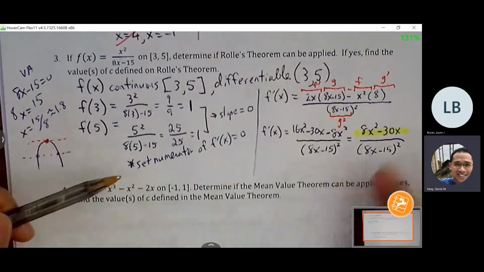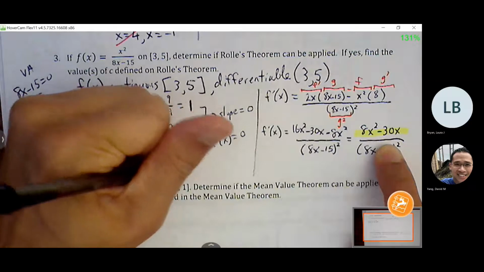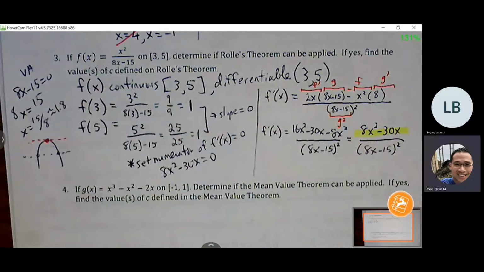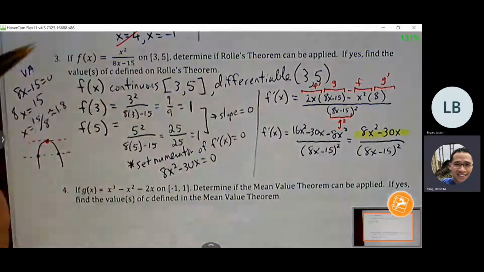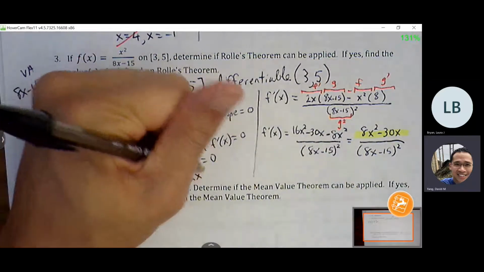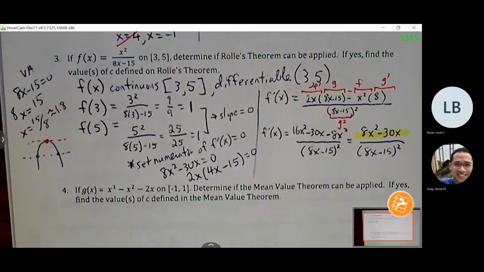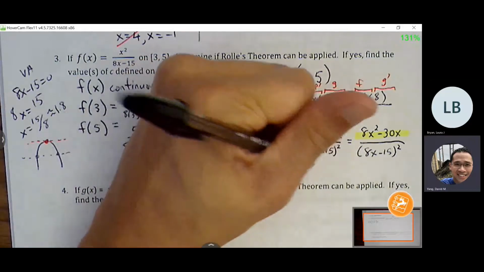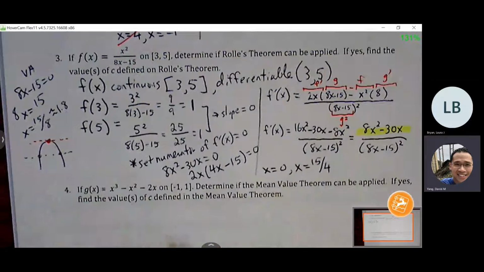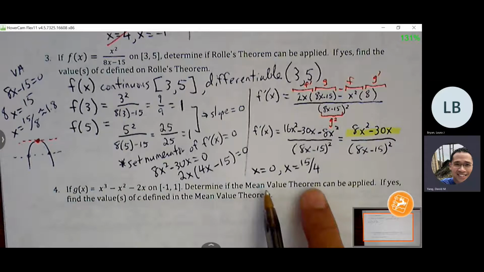Okay, we set the numerator of f prime equal to 0. That's right. For Rolle's theorem, it's always the numerator, right? Only the numerator. Okay, I can factor a 2x out. Sorry, I'm running out of room here. x equals 0 and x equals 15 over 4. Now, where do we look to determine which one we can keep?